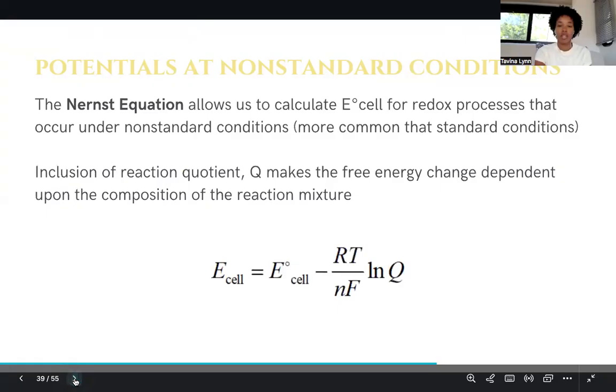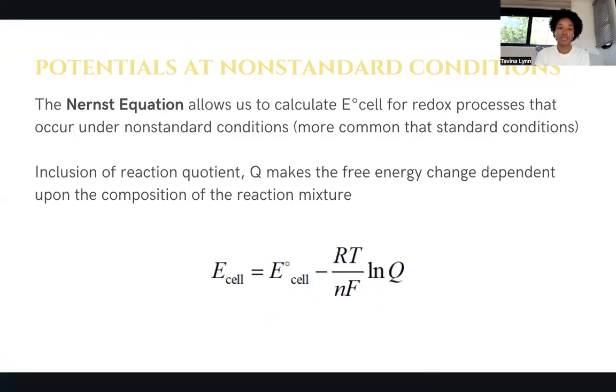Okay, so we talked about measuring the standard cell potentials under standard conditions, but I want to introduce an equation for how we would deal with cell potentials under non-standard conditions. So this equation is called the Nernst equation, which allows us to calculate the cell potential under non-standard conditions, which can be more common, right, than standard conditions.